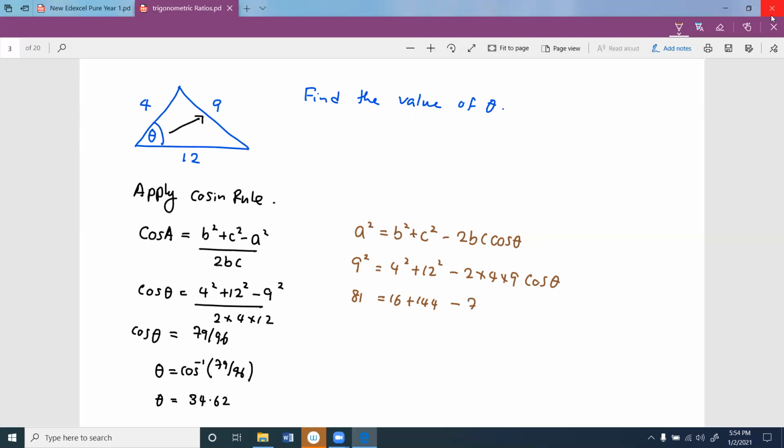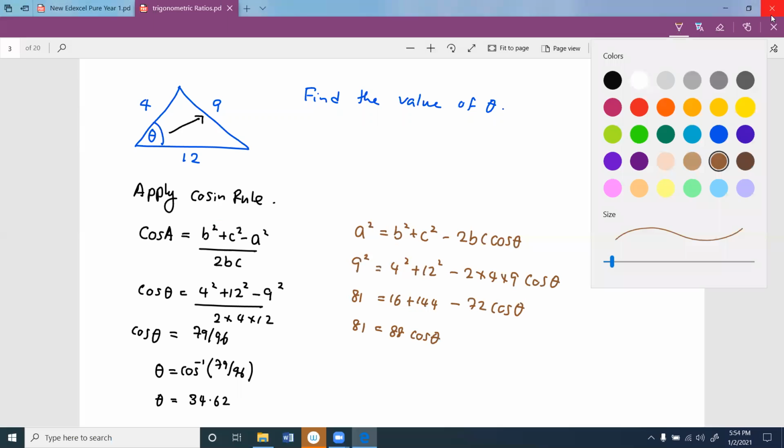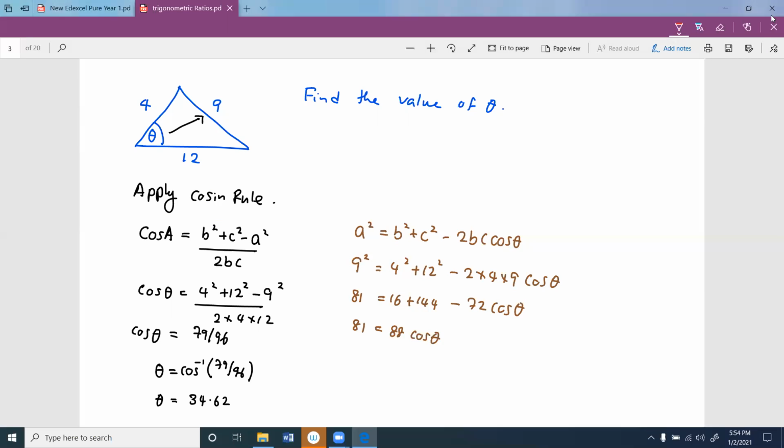The mistake they make is to write 81 equals 16 plus 144 minus 72, forgetting the cos theta, and then get minus 88 cos theta. That is totally wrong. This is the wrong step. Because the term is joined with cos theta, you cannot just combine them. The only thing we can do is operate on the two numbers first and get the final answer.